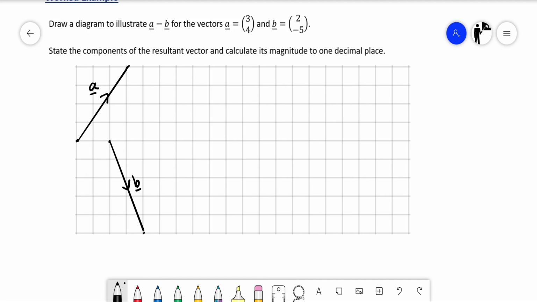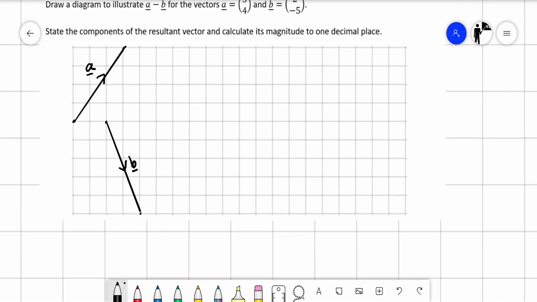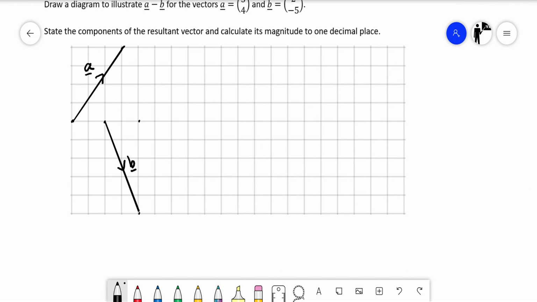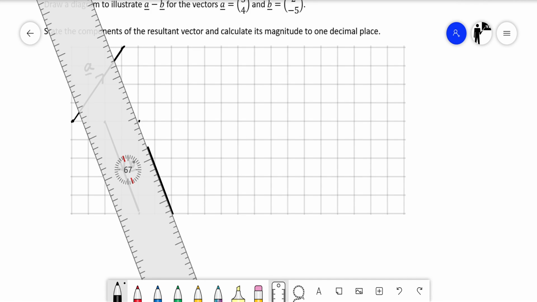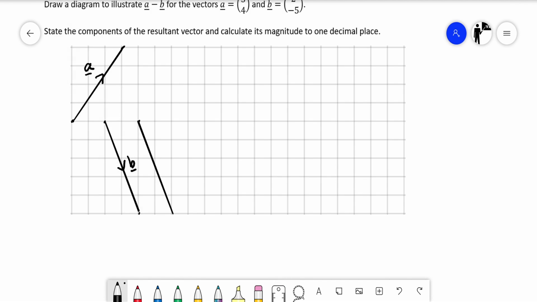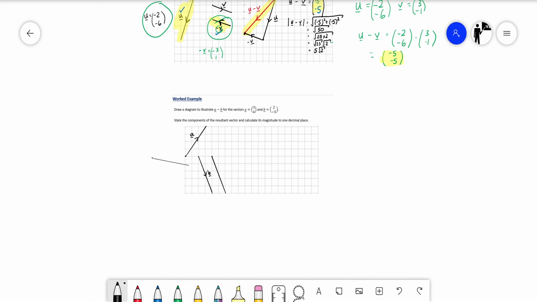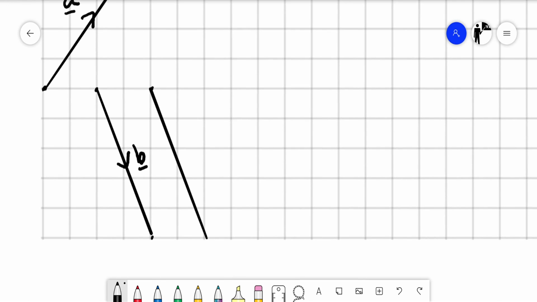Okay, what we want to do is state the components of the resultant vector and calculate its magnitude to 1 decimal place. So I want to draw A, and then I want to attach negative B onto the end of it. Okay, so negative B is going to be this vector here, but going in the opposite direction. Something like this. So here is negative b.